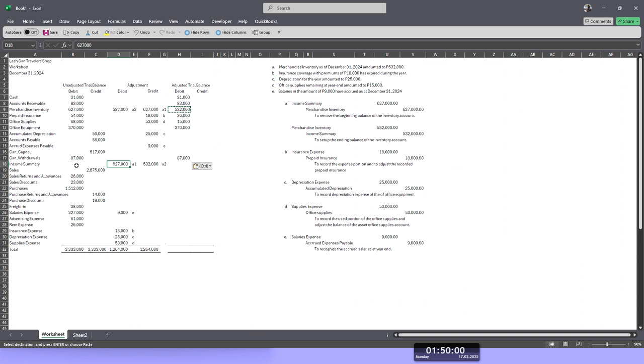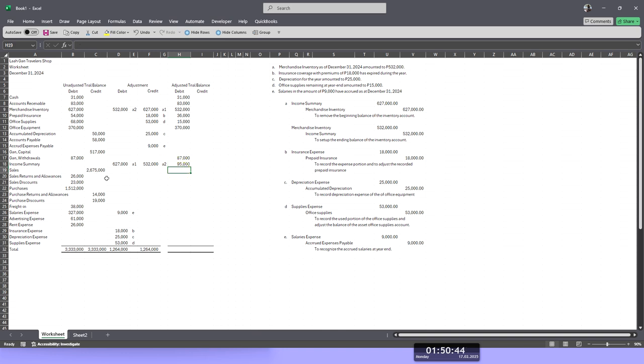The formula here is you can either use debit plus debit minus credit, or credit plus credit minus debit. And the column with the higher amount will carry the balance. So for income summary here, you have debit minus credit. Debit has the higher amount, so in the adjusted trial balance, it should carry the difference as the balance of the account, 95,000.